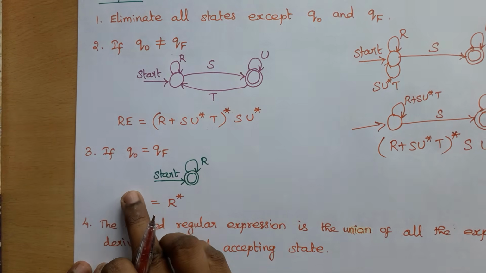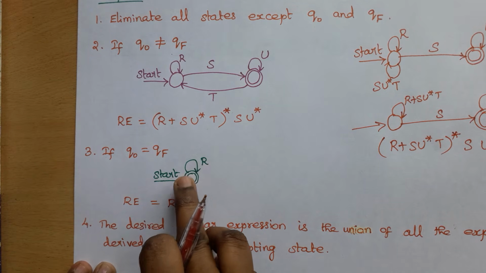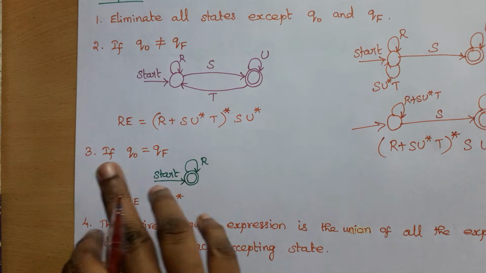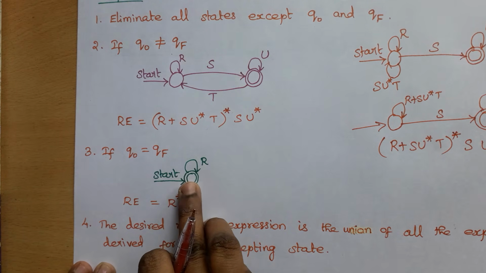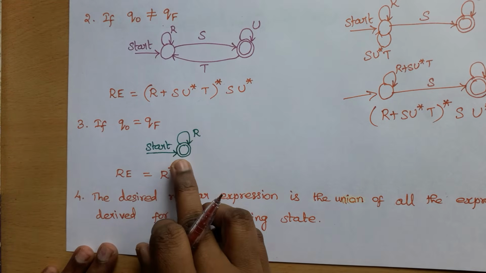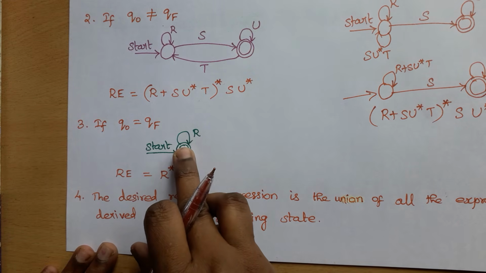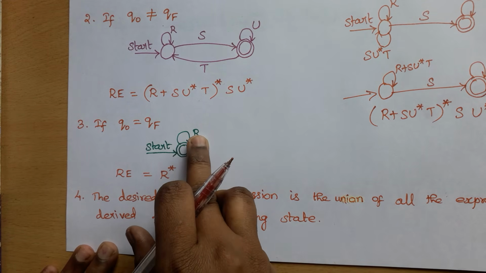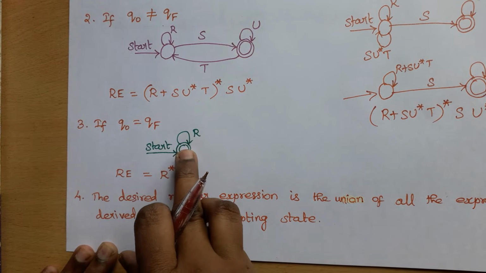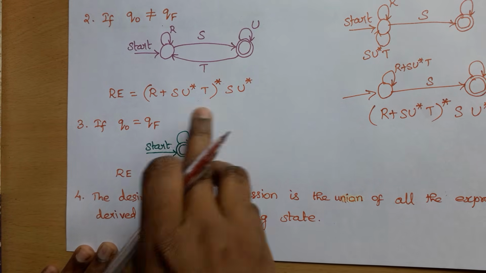Then sometimes Q0 may be equivalent to QF, that is start state and final state are same. Okay, so in that case, if we have eliminated all the states, finally we will be left out with only one state, because we will eliminate all states except start and final. Here start and final are similar, so we will have only one state, and a self transition will be there. Only one possible arc here, that is R. Okay, so in this case regular expression is R star, because any number of R.